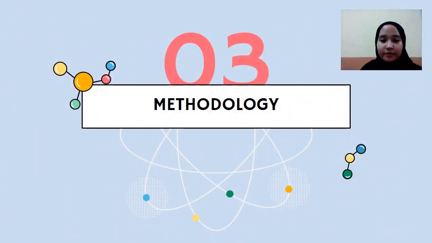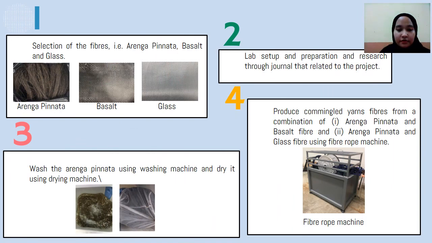Next, I will proceed with methodology. First, we will have a selection of the fibers, which is Aringa pinnata, basalt, and glass fibers. Second, we will have a lab setup and preparation and research through journals related to the project. Third, wash the Aringa pinnata using a washing machine and dry using a drying machine. Fourth, produce commingled yarn fiber from a combination of Aringa pinnata and basalt fiber, and Aringa pinnata and glass fiber using a fiber roll machine.